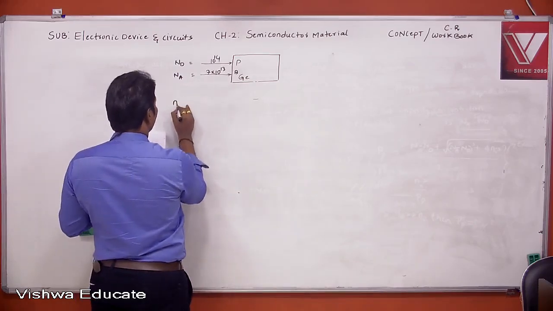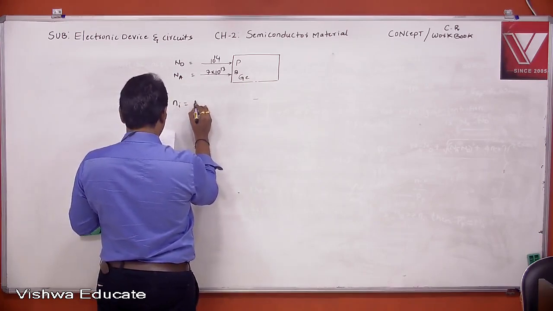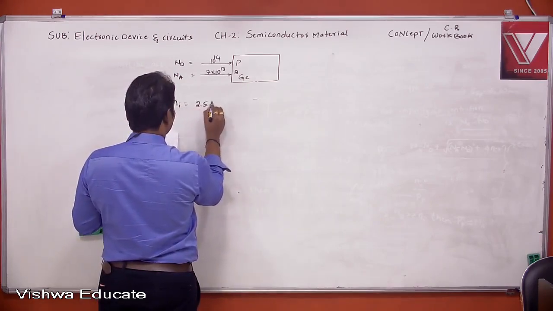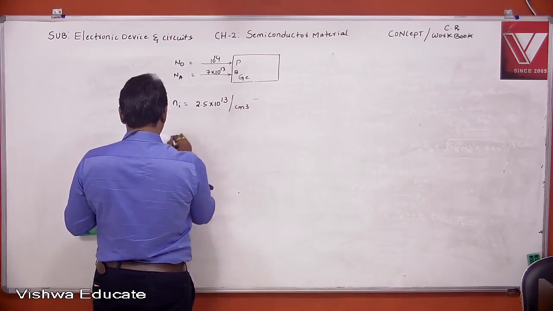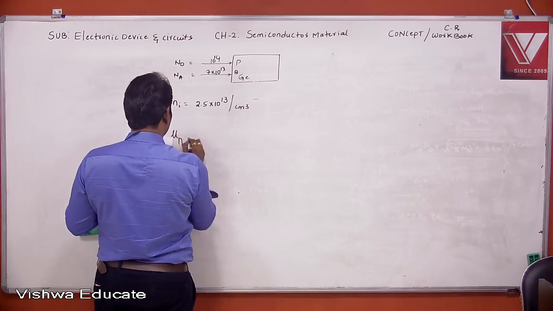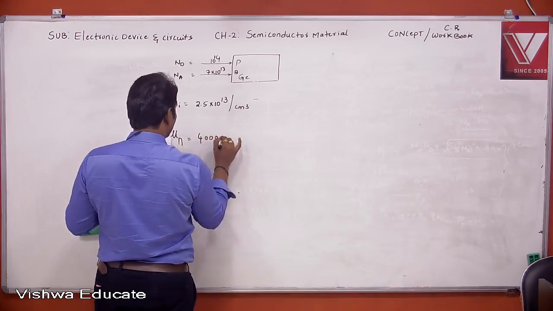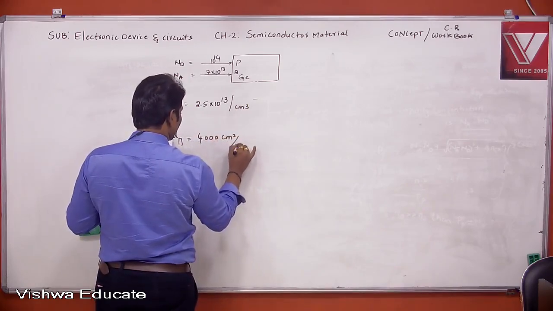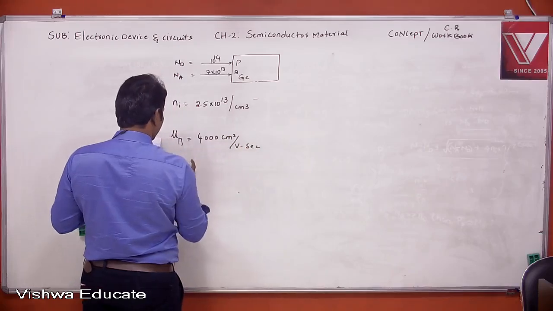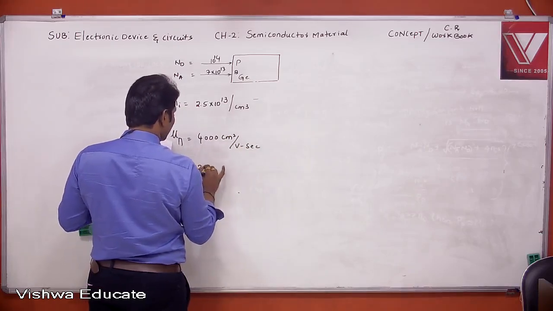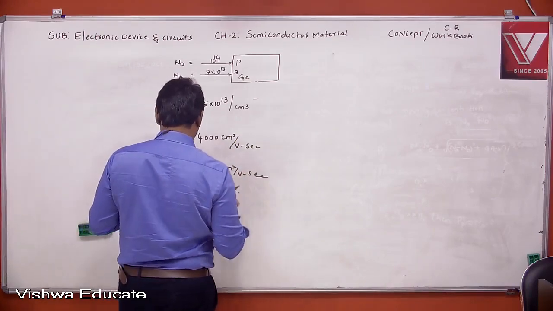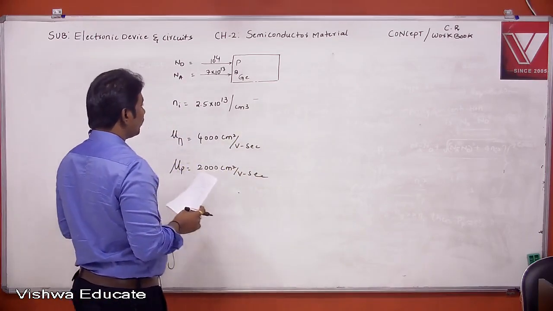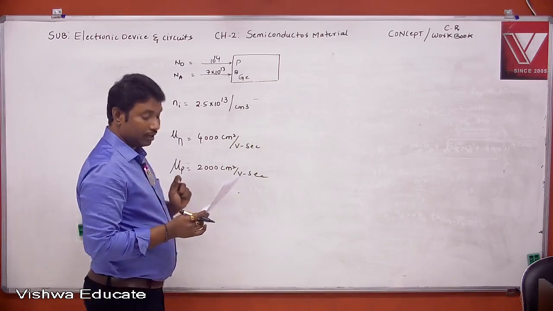Also, they given a Ni. Ni equal to how much actually? Ni is nothing but 2.5 into 10 power 13 per centimeter cube. Also, they given a mu n. Mu n is nothing but 4000 centimeter square per volt second, and the mu p equal to 2000 centimeter square per volt second, right? What we want to calculate actually: carrier concentration and conductivity.